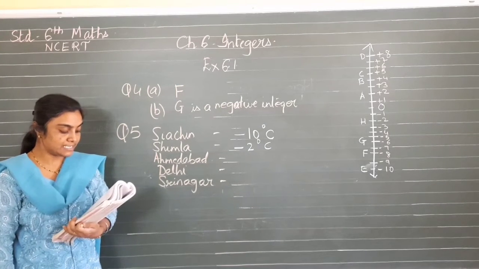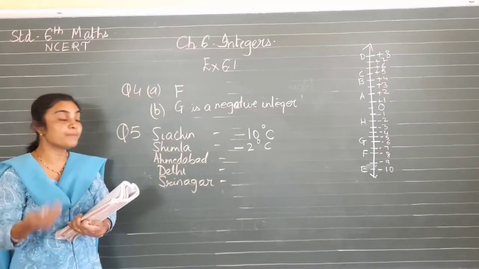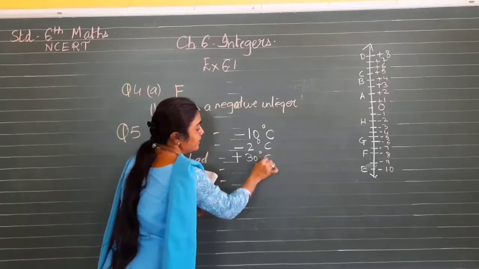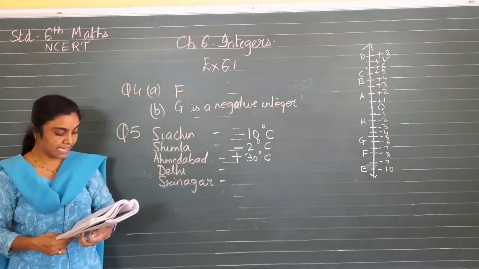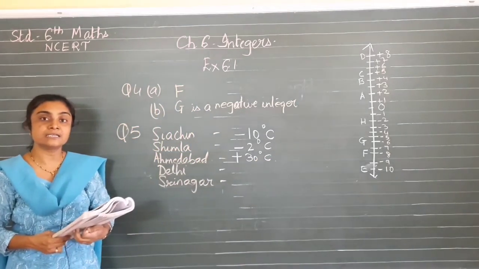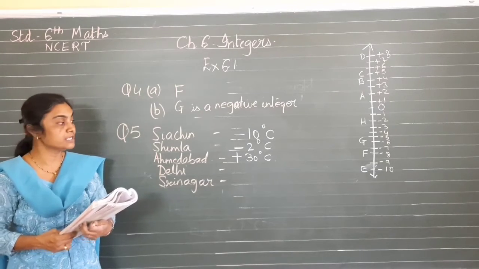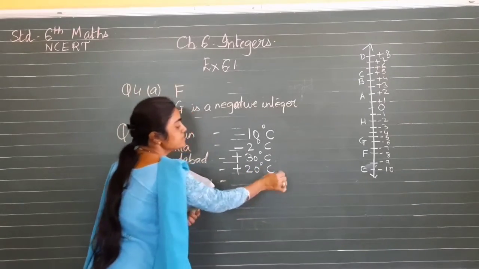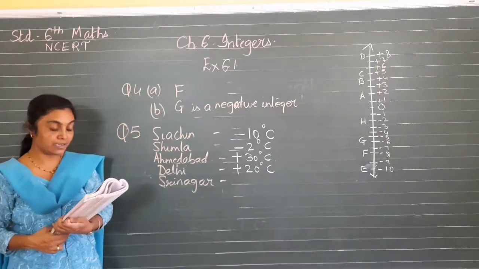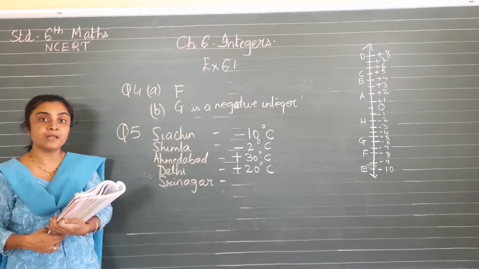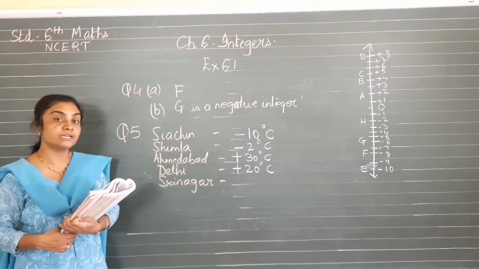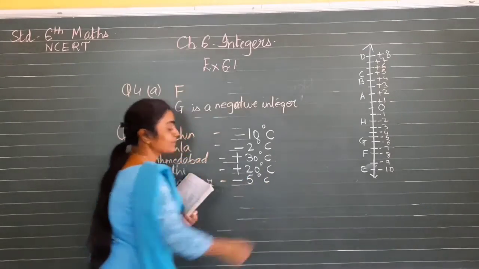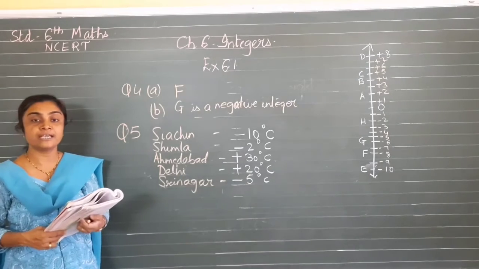Ahmedabad, 30 degrees Celsius above 0 degrees. So it is above 0. So it will come in the form of plus 30 degrees Celsius. Then Delhi. Delhi is 20 degrees Celsius above 0 degrees Celsius. So Delhi will also be plus 20 degrees Celsius. And the last one is Srinagar, which is 5 degrees Celsius below 0 degrees Celsius. So below 0 degrees will be minus 5 degrees Celsius. Rest of the questions you can use your logic and perform.